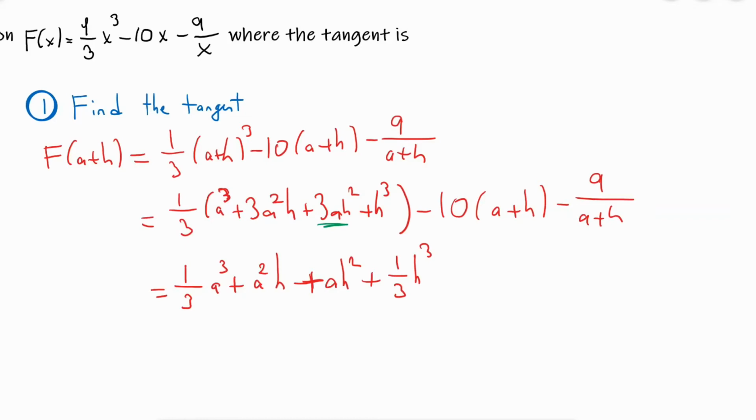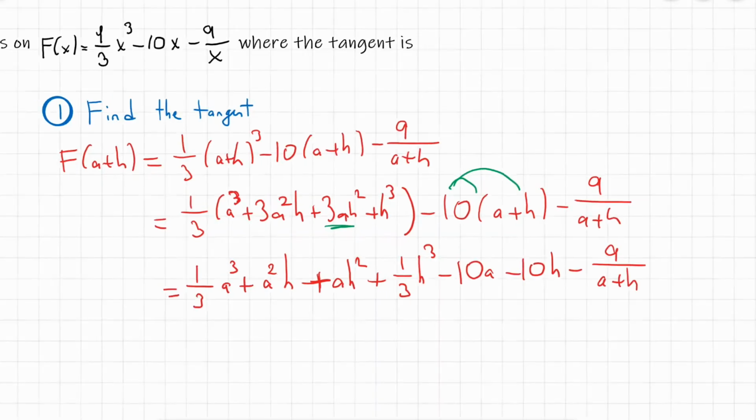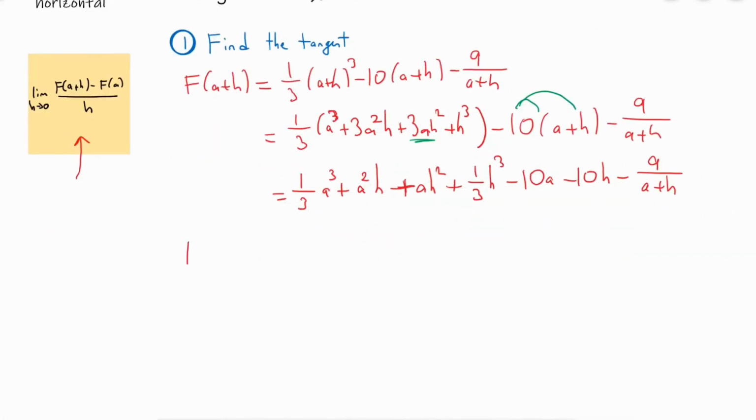Now I'm going to distribute the 10 inside here. So now I have minus 10a minus 10h. And then I'm going to leave minus 9 over a plus h. So that is my f of a plus h. So I'm going to do the same thing for my f of a point. My f of a point is going to be 1 over 3 a cubed minus 10a minus 9 over a.